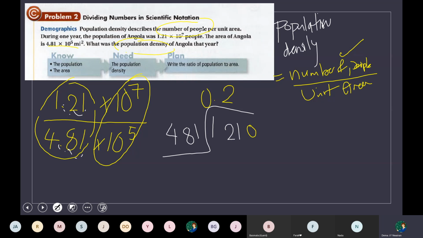2 times 1 is 2. 2 times 8 is 16. 2 times 4 is 8 plus 1, 9. Let's subtract them. 10. 10 also. And 1. So here it will be 8, 4, 2. Since the answer is 248, which is less than 481, so it's a 2. Then I will add another 0. Let's try.